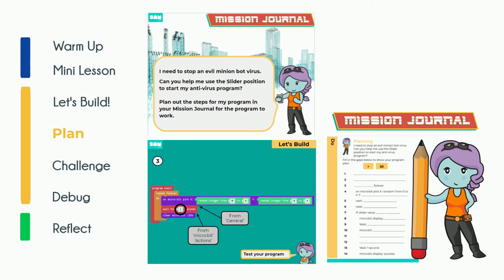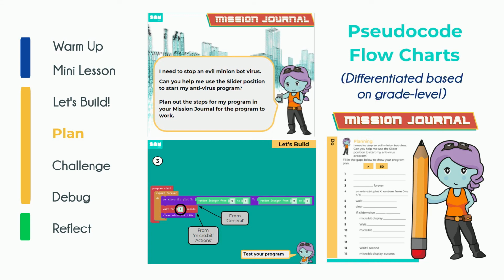This activity has 2 formats, pseudocode and flowcharts, which start in 4th grade as a fill-in-the-blank and progresses to a fully independent planning in 8th grade.